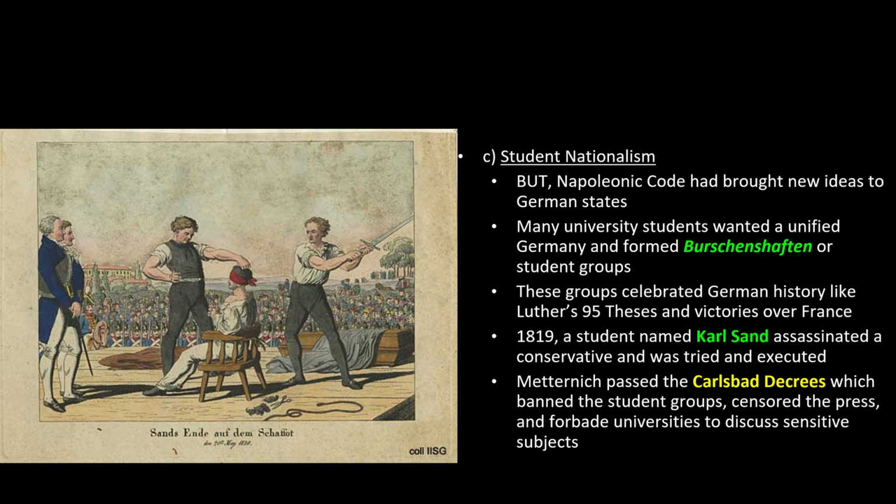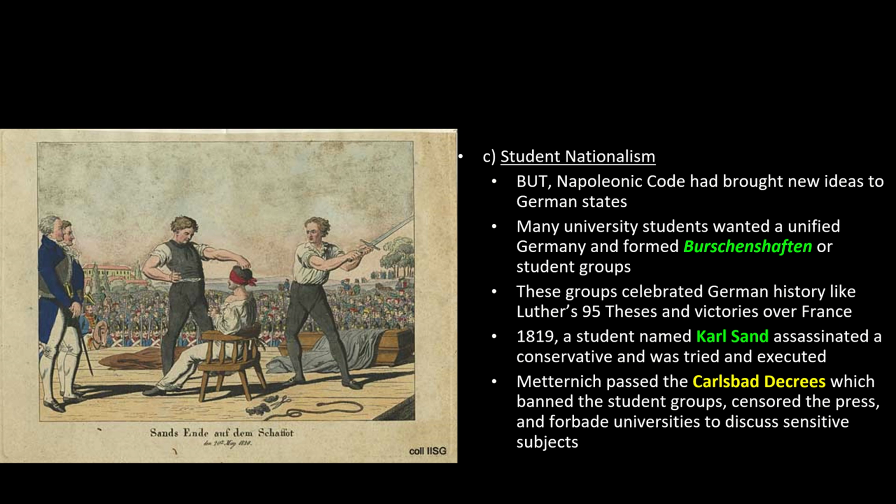Now, remember, we're trying to think what methods, guys, did conservatives use to keep power? Well, this is one of them. What did the Carlsbad Decrees do? Well, they said from now on, Burschenschaften, these student groups, are not allowed to get together. They're banned from meeting.